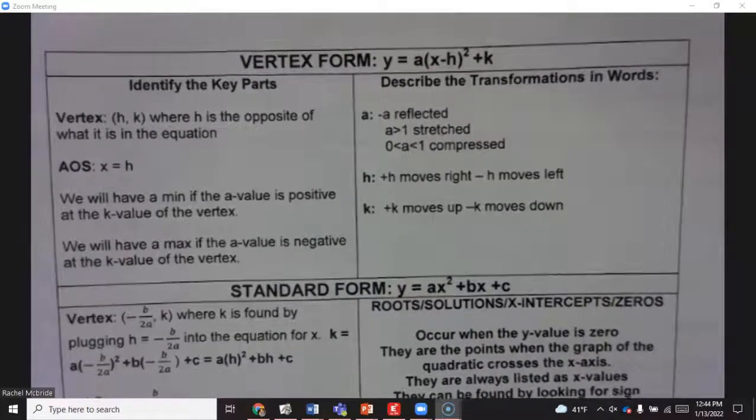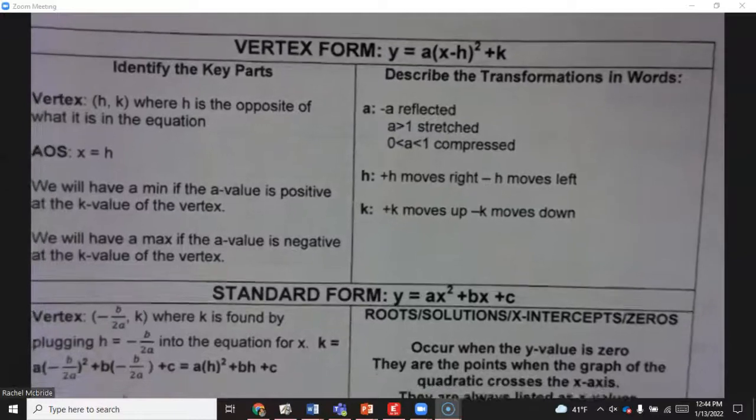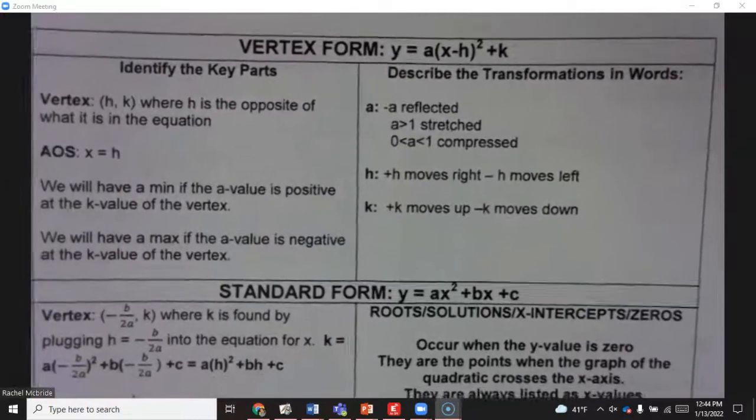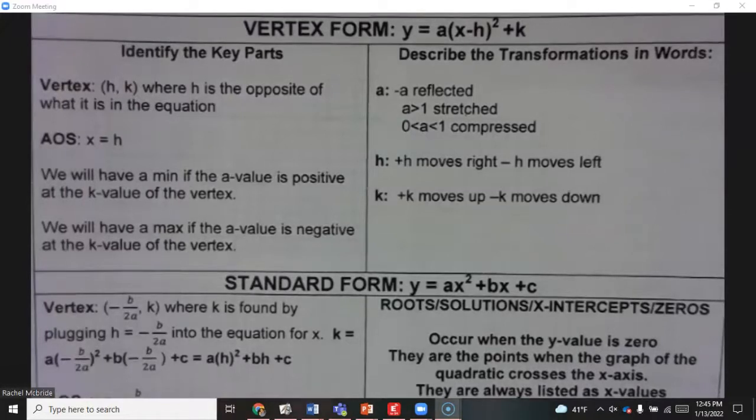All right, so tomorrow we're going to focus on vertex form and standard form. The focus will be on finding our vertex, finding the AOS, and describing their transformations. So you need to tell me what A does, what H does, and what K does.